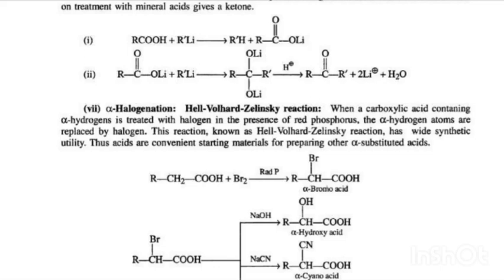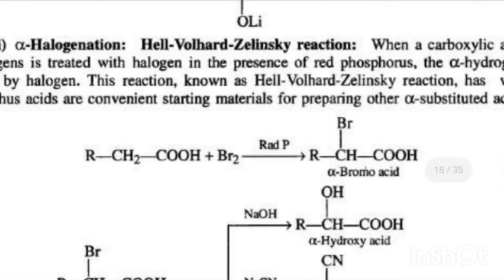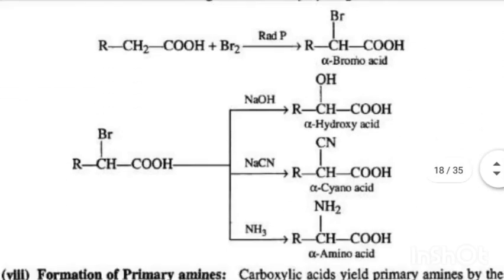In this case, in the presence of red phosphorus, we are adding bromine. The bromine will be involved in the reaction and replace the alpha hydrogen with a bromine atom. The carbon next to the carboxylic carbon is called the alpha carbon. In the alpha carbon, one hydrogen is substituted by a bromine atom. So this kind of reaction is called alpha halogenation.